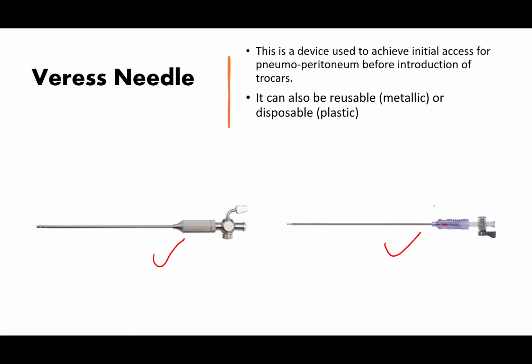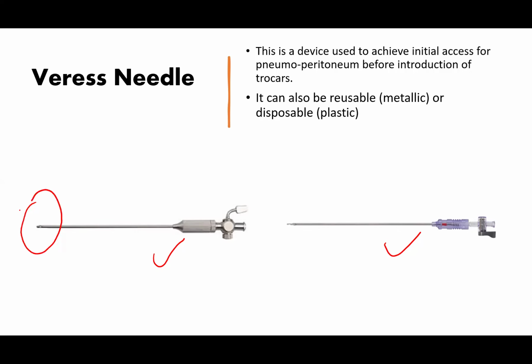Now, we are going to discuss access in laparoscopic surgery. The access could either be closed access or open access. Closed access, you are not making an incision to open the peritoneal cavity before introducing your port. Rather, you use the Veress needle through a pinhole incision. It is inserted and insufflated. And when you achieve a pneumoperitoneum, then you will insert your trocars. So the Veress needle is the device that is used to achieve that initial pneumoperitoneum.